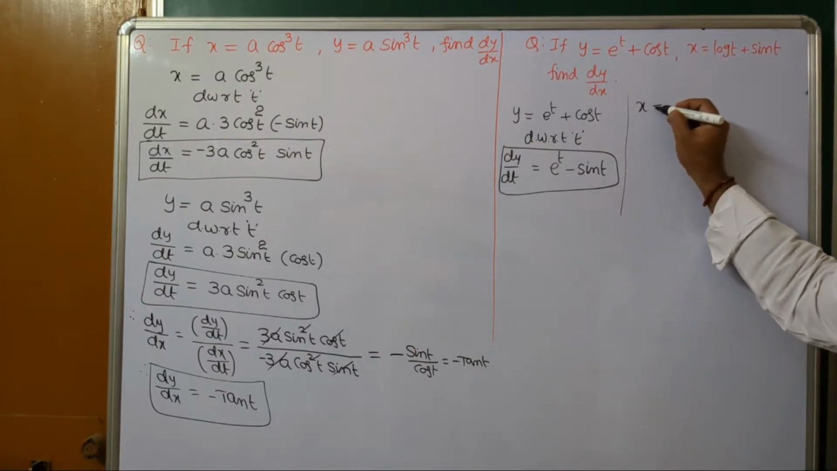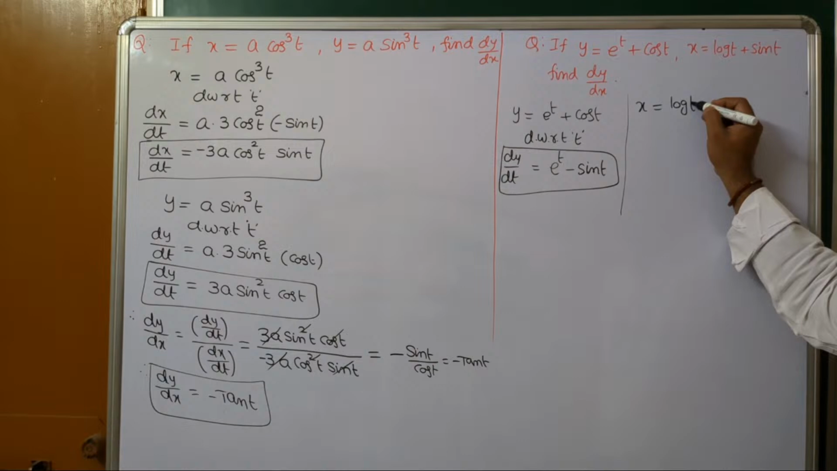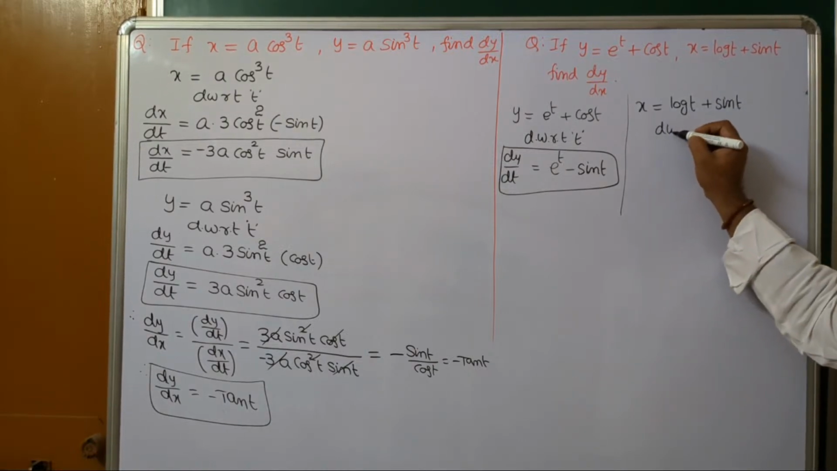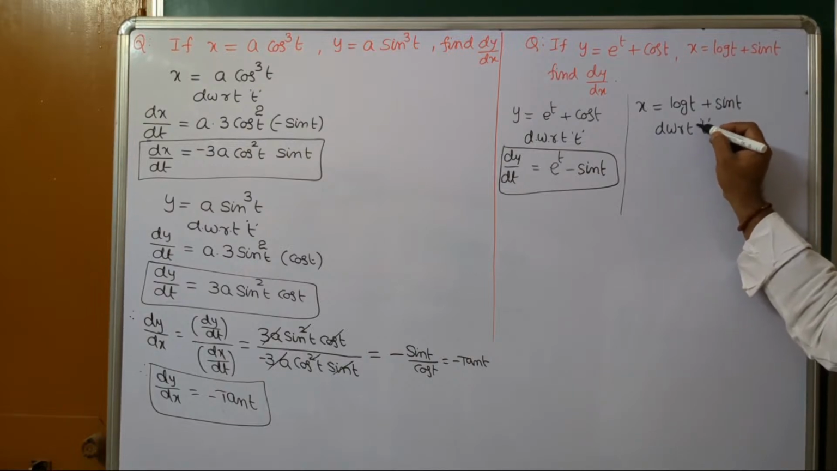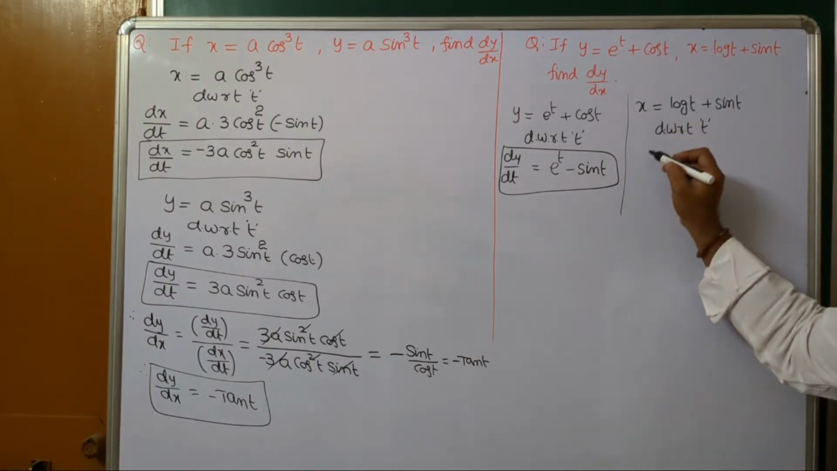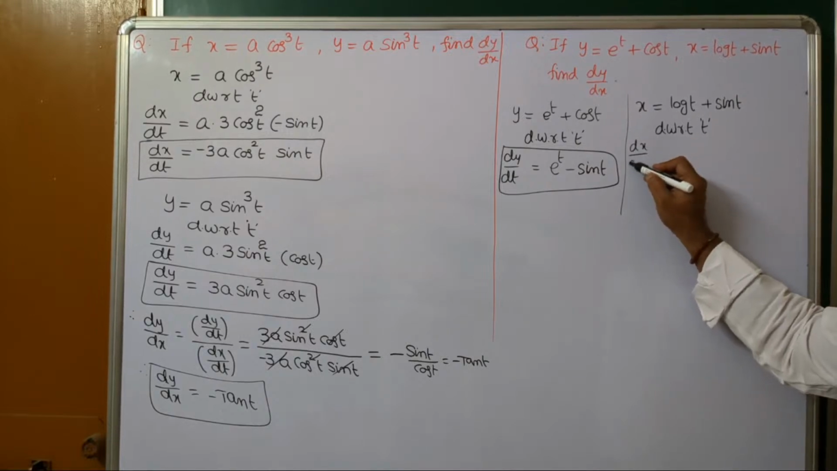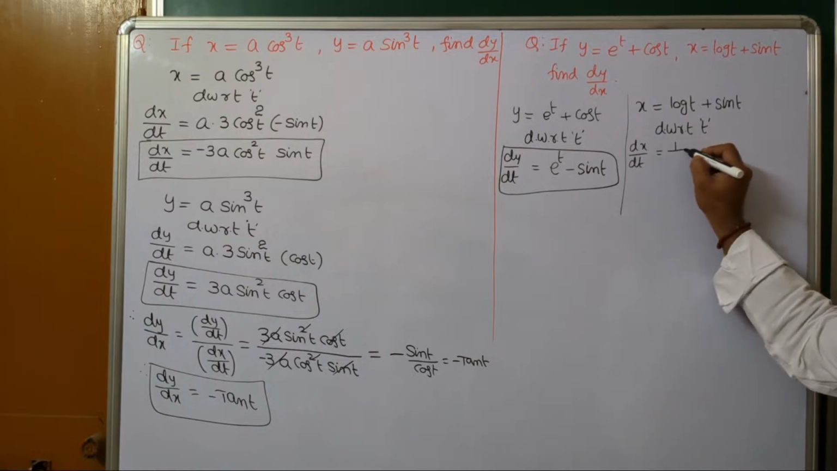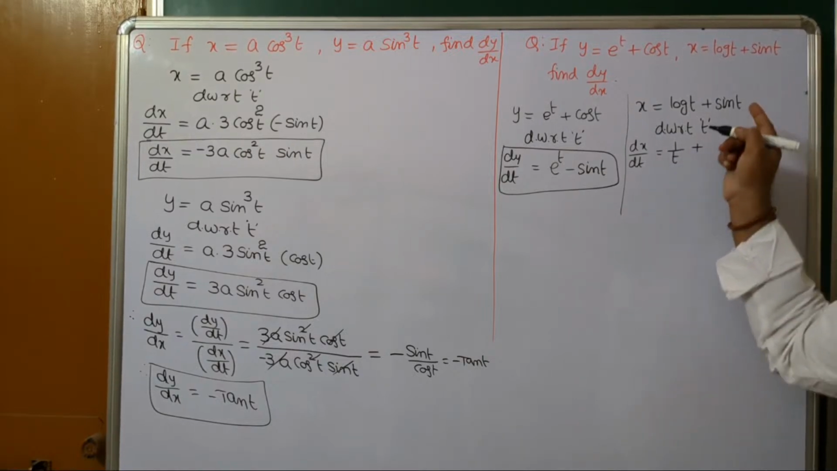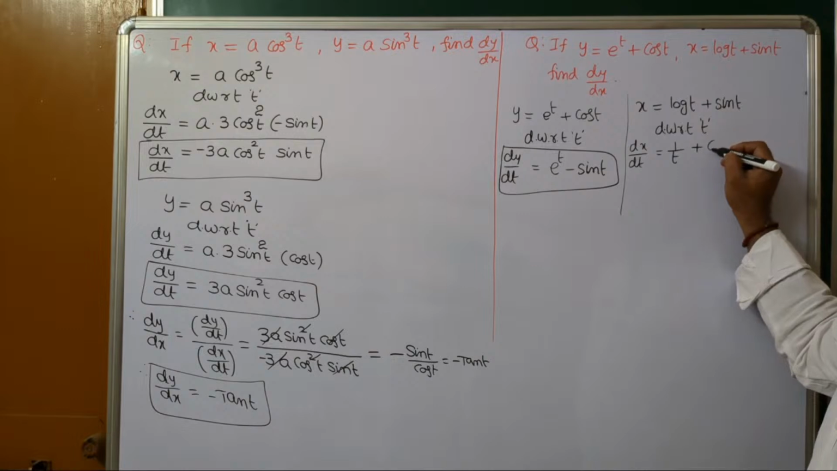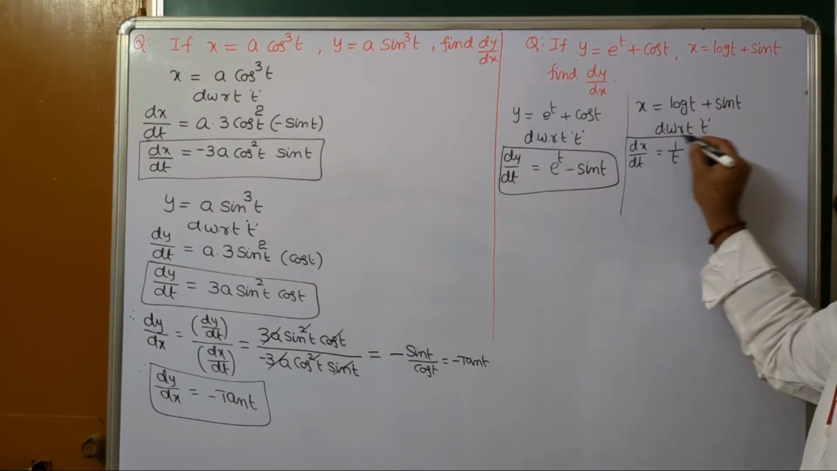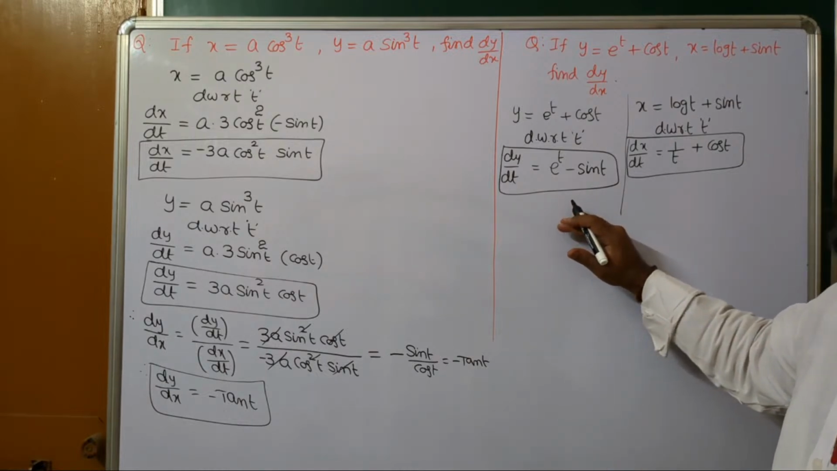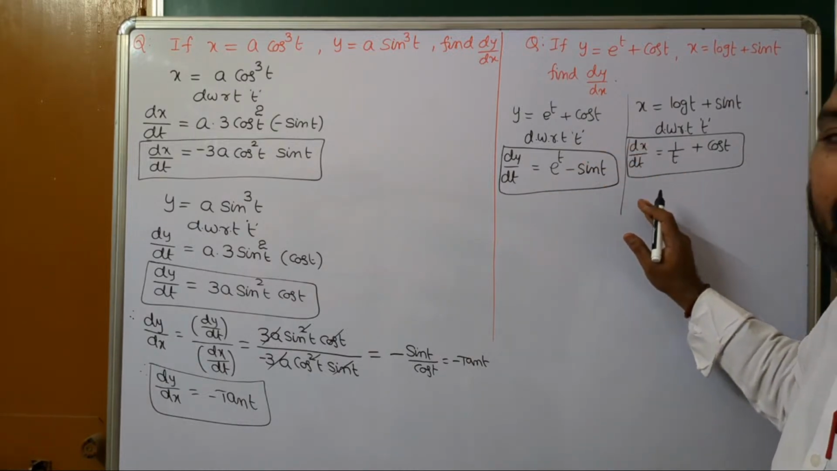So x is equal to log t plus sin t. So differentiate with respect to t. x derivative with respect to t, dx by dt. What is d by dt of log t? 1 by t plus d by dt of sin t, which is cos t, like d by dx of sin x is cos x. This is how we should write it. Up to this, 1 mark, for getting dy by dt and dx by dt.